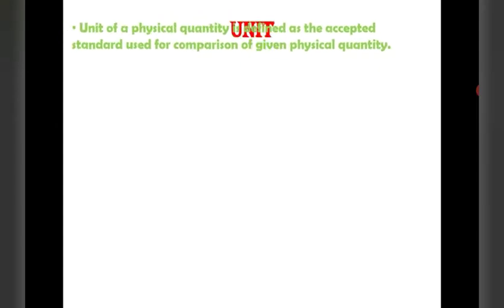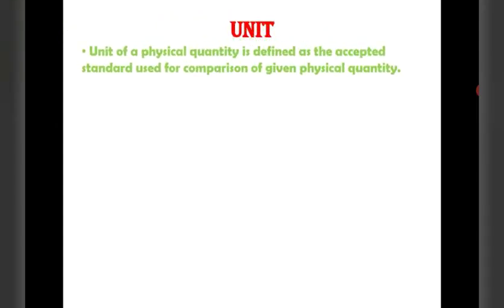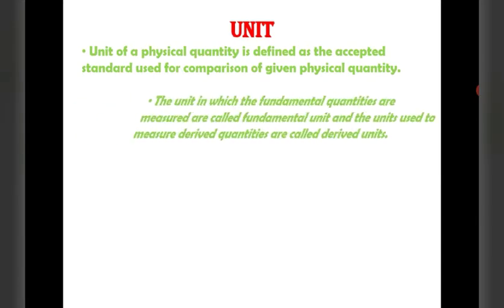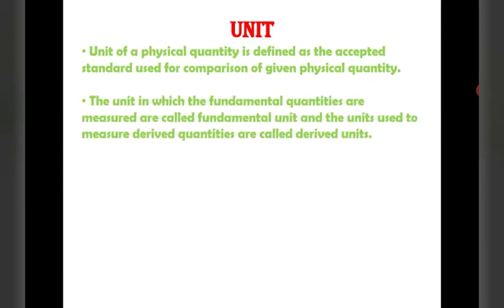And units, in the chapter name itself we have seen unit, so it is important. Unit of a physical quantity is defined as the accepted standard used for comparison of given physical quantities. The units in which the fundamental quantities are measured are called fundamental units, and the units used to measure the derived quantities are called derived units. You just add units behind fundamental or derived.